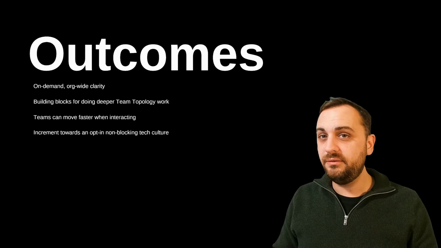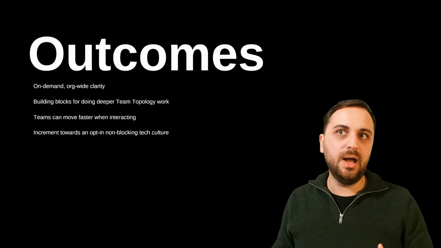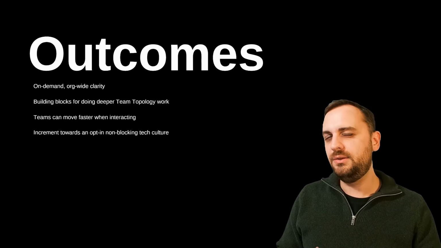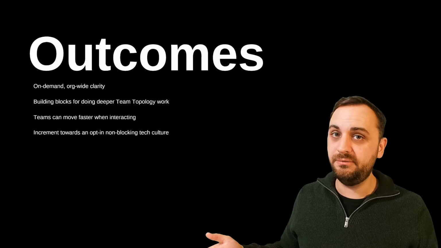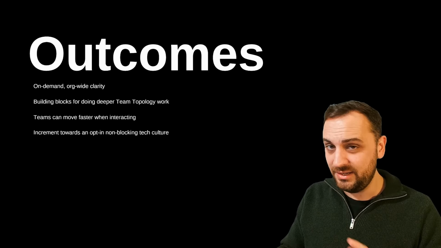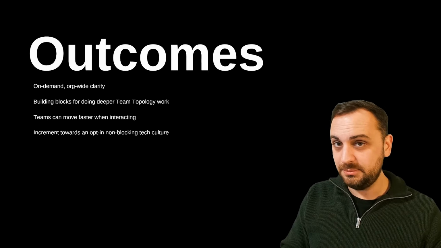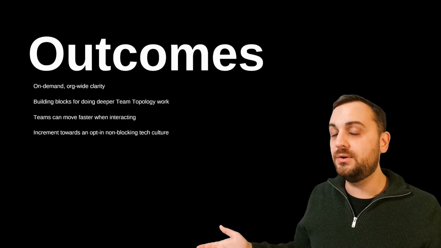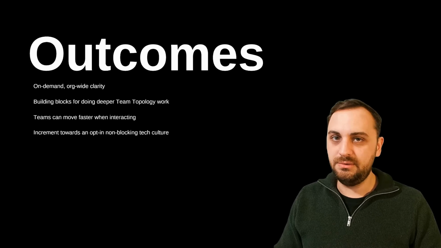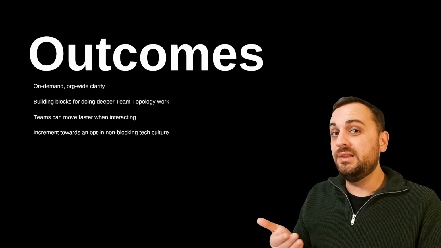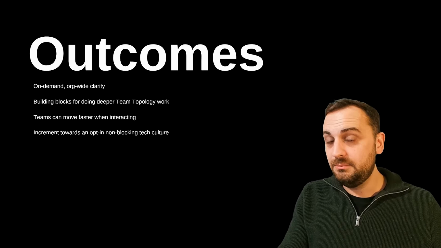And so what do you get out of all this? You get that org-wide on-demand clarity. You don't have to go looking through stuff. You don't have to set off special investigation projects and tiger teams to sift through code and create special maps. You can short circuit all of that. You just get instant clarity, right? You need to know something, you can get it. And then on top of that, you get the building blocks for doing deeper team topology work.